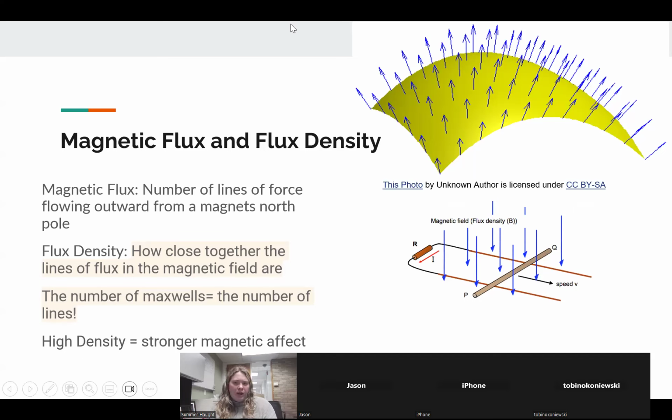And this is the best way that I could think to visualize it. So it's essentially that force flowing outward. So you can see that this is a magnetic field and all these arrows are pointing up.